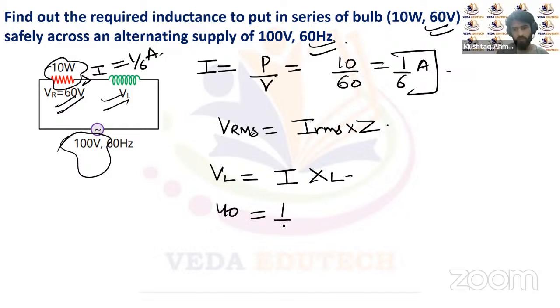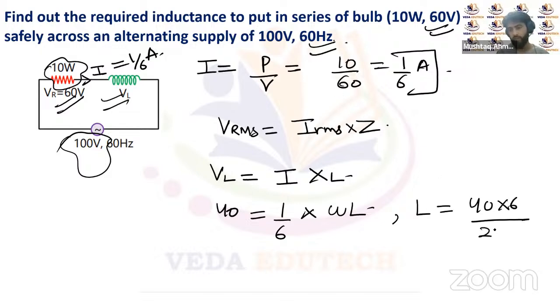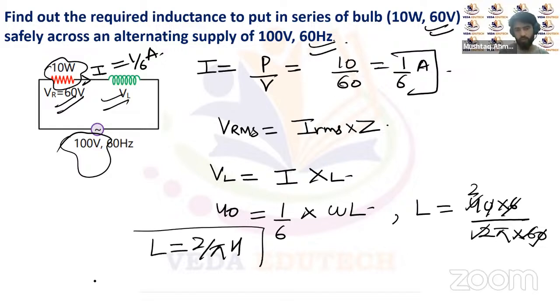So the value of the current is 1 upon 6 and the value of XL is equal to omega L. From here, the value of L will be 40 multiplied by 6 upon omega. Now omega is 2 pi times the frequency, and the frequency is given here as 60 hertz. So this and this will get cancelled, and we'll be left with 2 upon pi. So the value of L has to be equal to 2 upon pi Henry. This will be the required inductance value of this inductor to be put in series to run it.